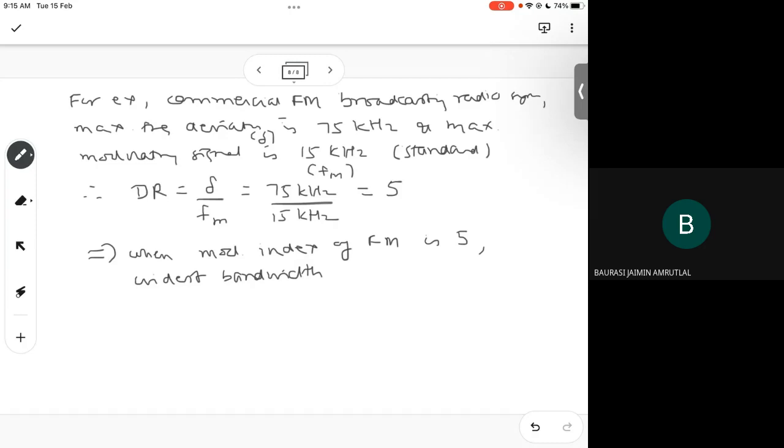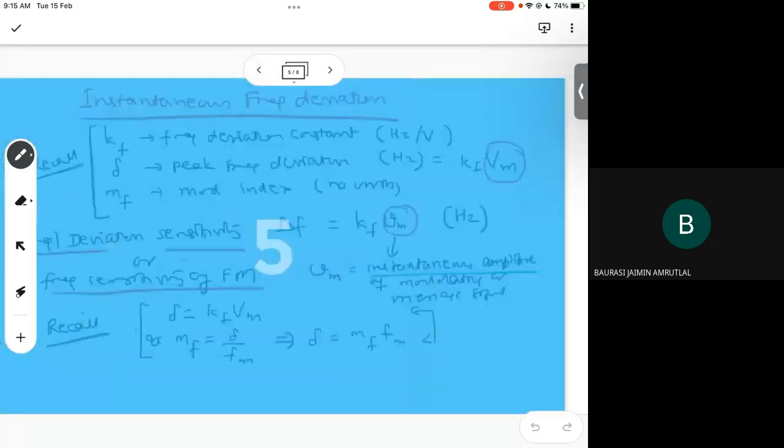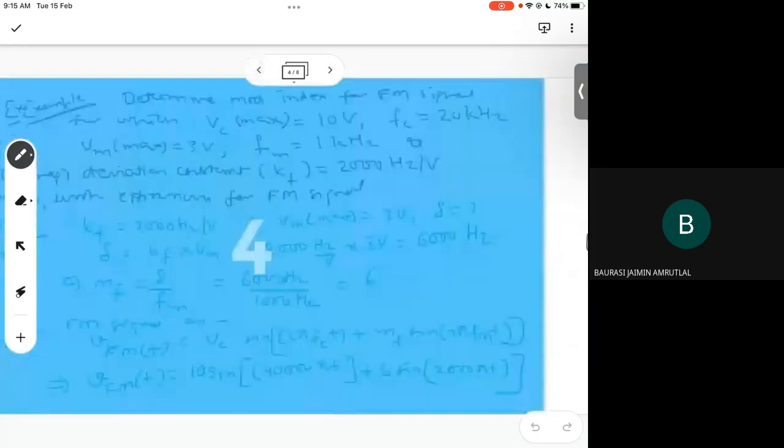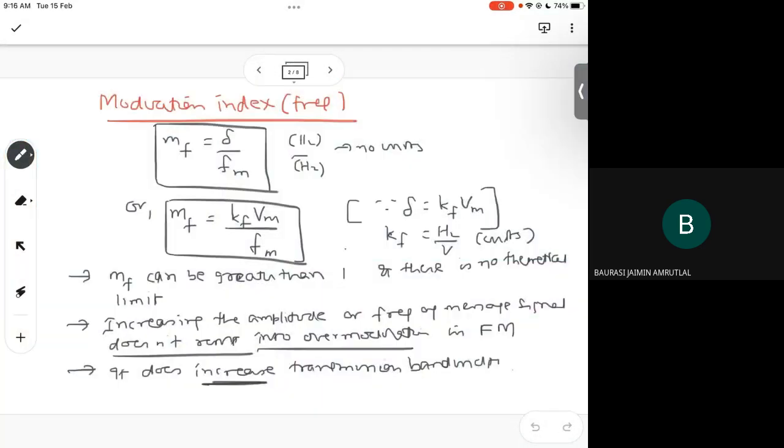Modulation index. Just recall that slide, which is very, very important to understand. It does increase the transmission bandwidth. That's very important. But how much? If I need large bandwidth, it will become very, very costly. So there is a limit to increasing the bandwidth.